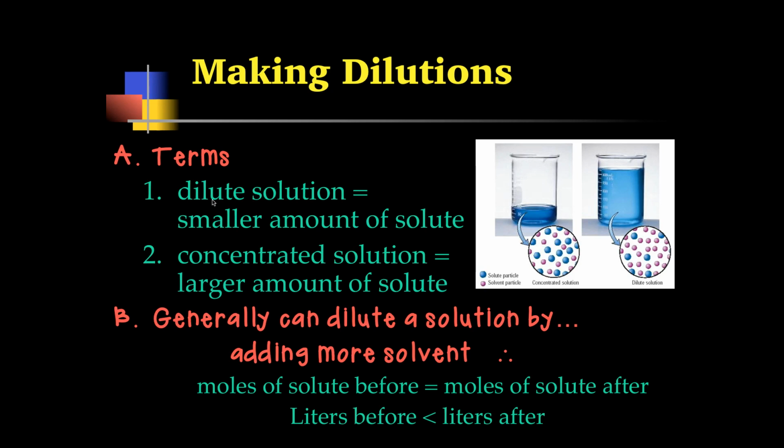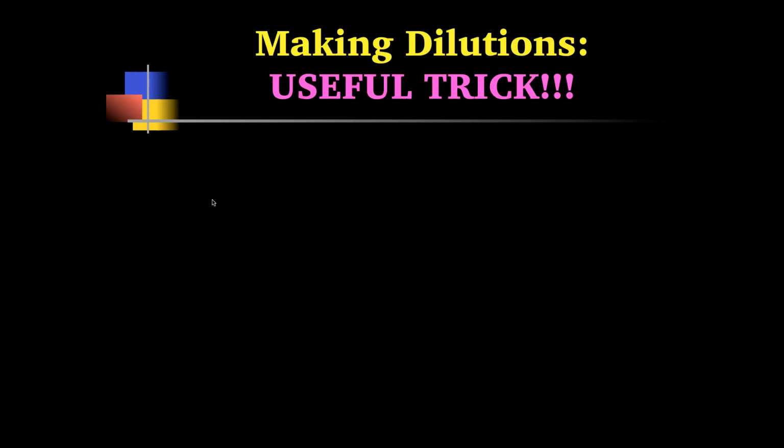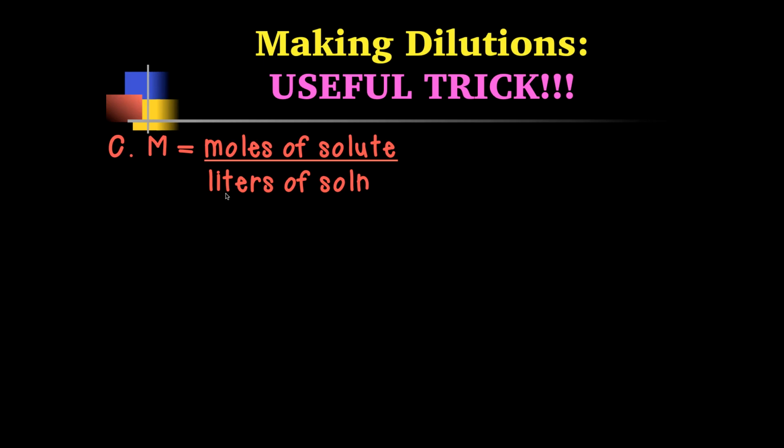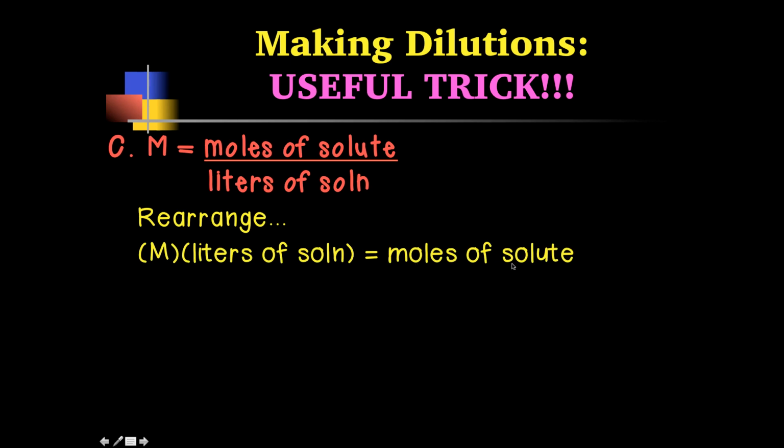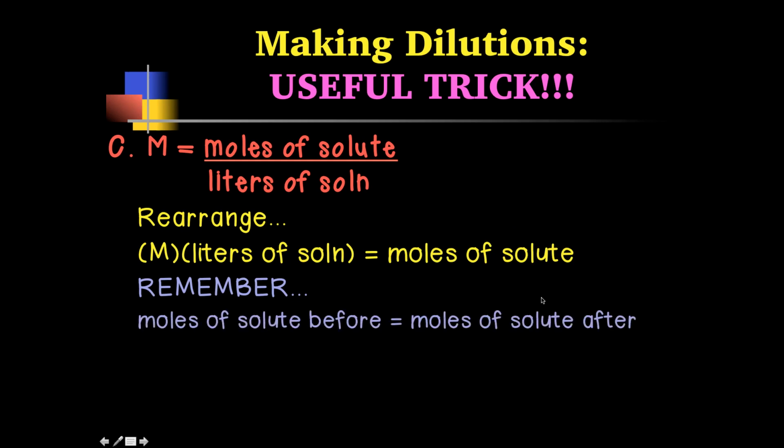All right, so that's kind of the idea behind dilutions. Here is what we do with it. So here's the useful trick. We know that this is what molarity is, moles of solute divided by liters of solution. But if we rearrange it to focus on the molarity and the liters, because that's what's changing, with a little algebra we get this: moles of solute equals liters of solution times molarity. Okay, so that's true. But remember what we just said on the previous one. The moles of solute is not the thing changing. So the moles of solute before is equal to the moles of solute after.